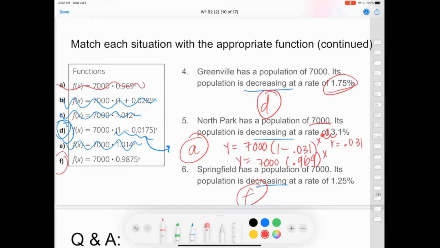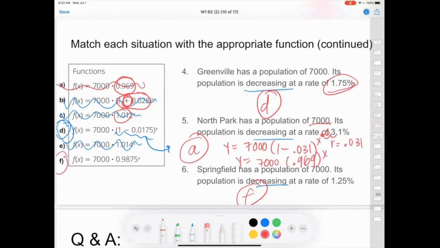Okay, so this is how you match functions. Again, just going over it really quickly. You could tell if a function has a growth or decay by looking at the b value. Okay, so by looking at the b values, the b value will tell you it's increasing if it's greater than 1, or if it has a plus in between. You could tell it's decreasing if it's less than 1 or if it has a minus in between.